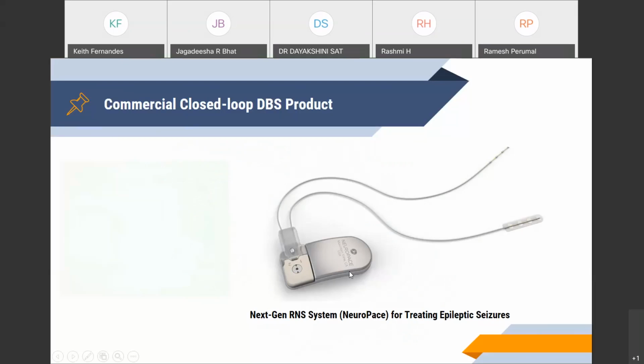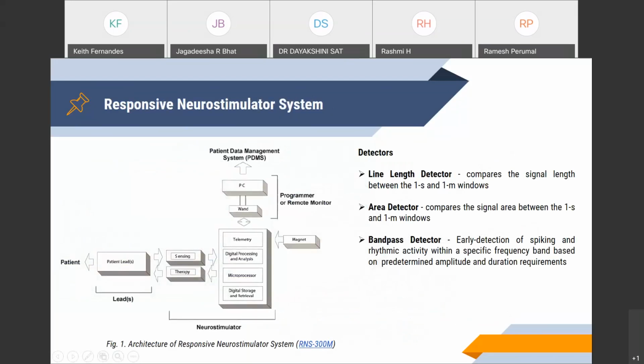So this is the device. You have just seen the principle of its working. This is for treating epileptic seizures. Each neurodegenerative disease has different symptoms, different frequency bands, shapes and temporal resolution. Here we will see the architecture of a responsive neurostimulator system.